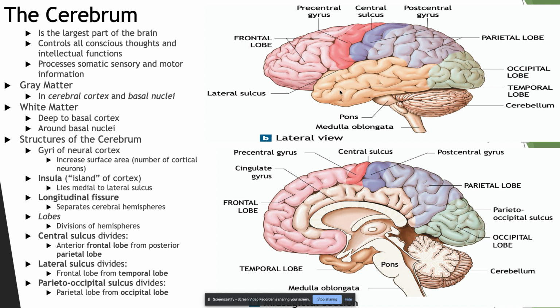The insula, or island of cortex, lies medial to the lateral sulcus. The more posterior parieto-occipital sulcus separates the parietal lobe from the occipital lobe, and each lobe contains functional regions whose boundaries are less clearly defined. Some of these regions deal with sensory information and others with motor commands.